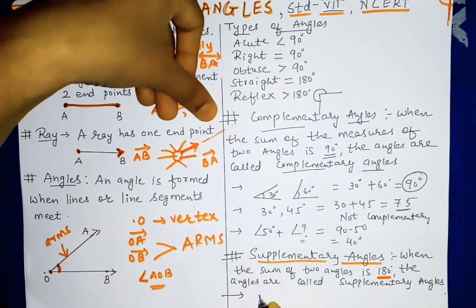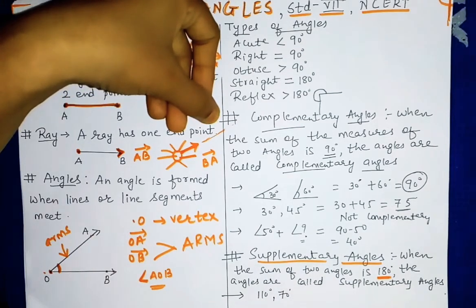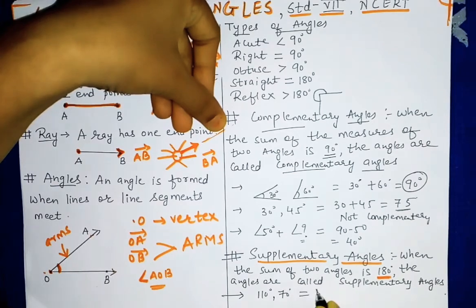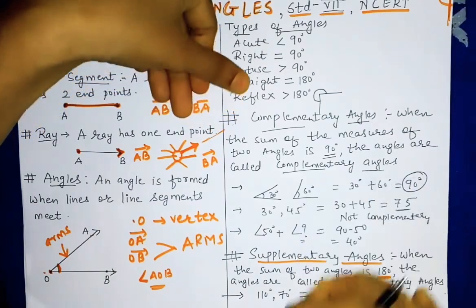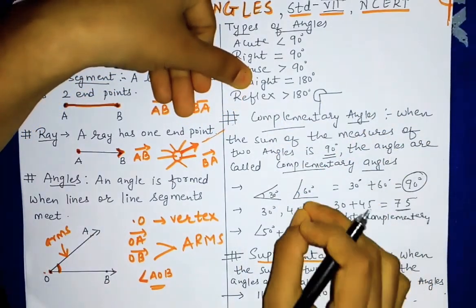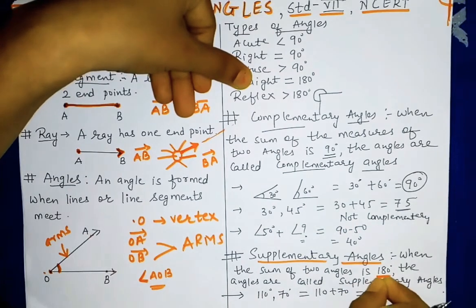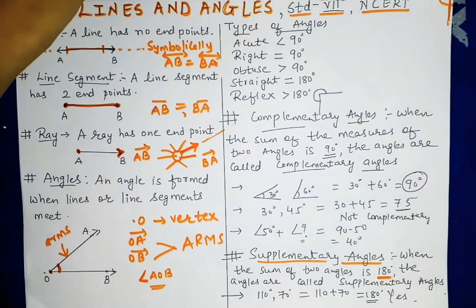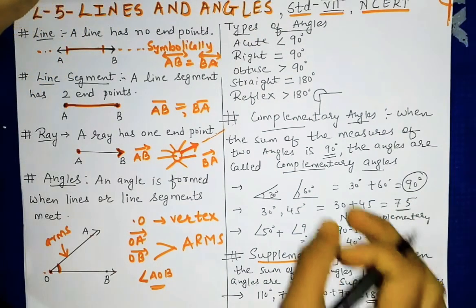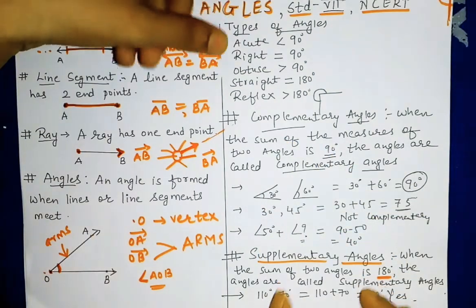For example, suppose two angles are given, 110 and 70. Now I want to check whether they are supplementary or not. What you can do is simply add 110 plus 70. The answer will be 180 degrees. So we are getting a total of 180 degrees. So yes, they are supplementary angles. So don't get confused. In complementary angles the total should be 90 degrees, and in supplementary angles the total should be 180 degrees. So this was about complementary and supplementary angles.